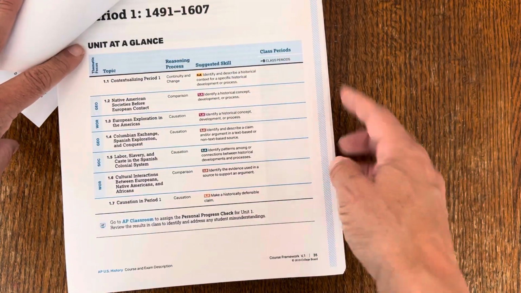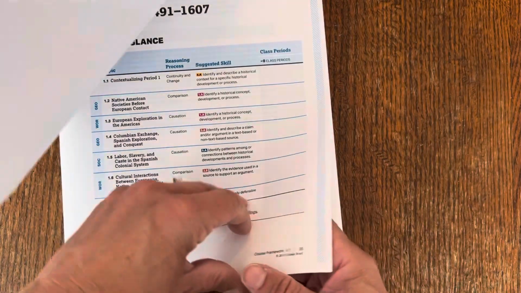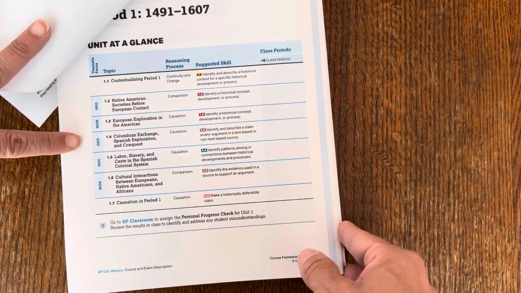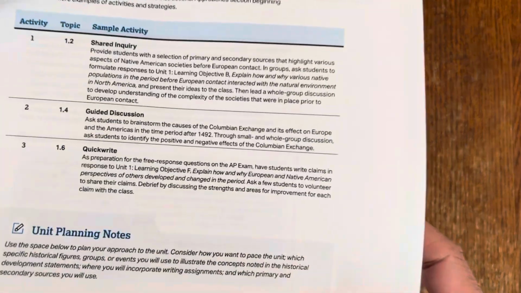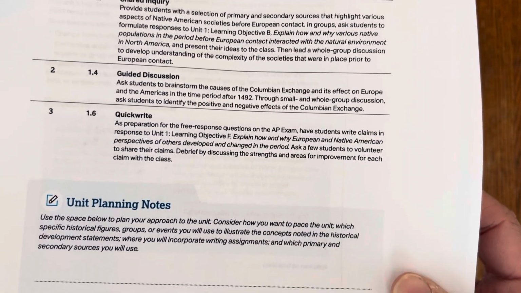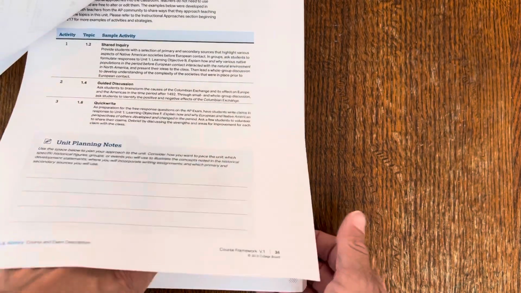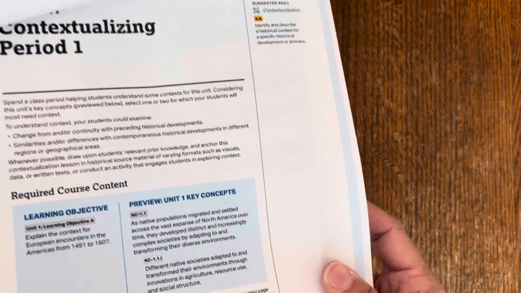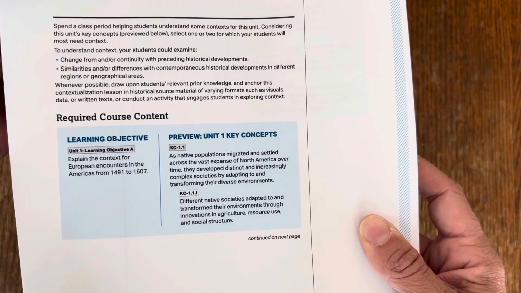Here's the unit at a glance. Here's the suggested skill, reasoning process, how many class periods, and here are the themes that they had in the beginning. Right, here are sample activities: guided discussion, quick write, shared inquiry, unit planning notes. And by the way, this document is like 188 pages. Oh, it's actually 216 pages, so it's kind of crazy. Contextualizing Period 1. So here's your required course content for this unit.